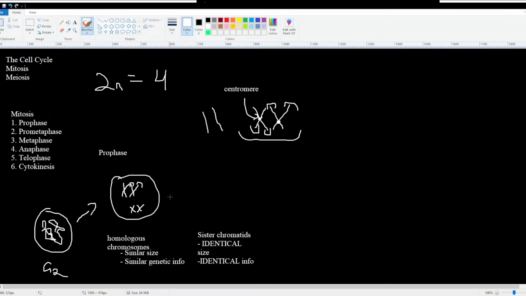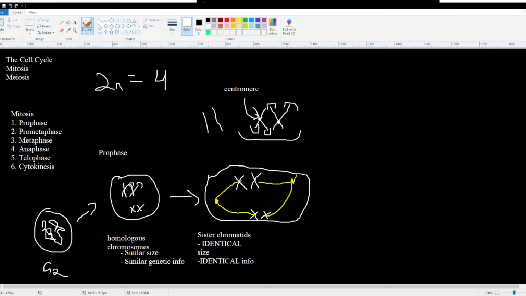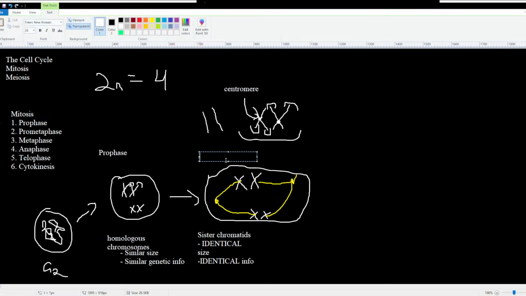Okay, so after prophase, we go into prometaphase. During prometaphase, these centrosomes start to actually attach themselves at the centromere. This is a little misleading, but bear with me. So this is prometaphase.